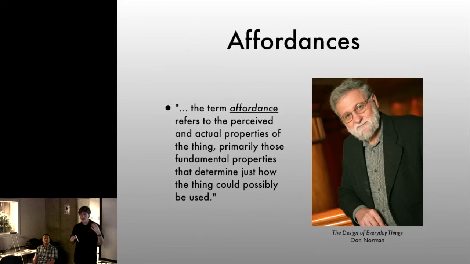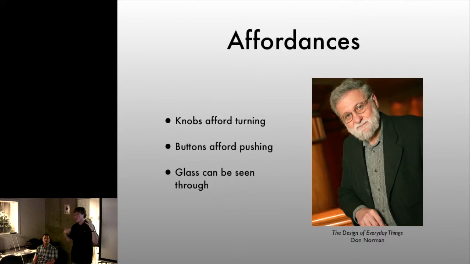One trick we can use for this is something that Norman identifies as affordances, which he calls the perceived and actual properties of something, especially those that determine how it could be used. For example, knobs afford turning, buttons afford pushing, we can see through glass. There are also less obvious ones, like glass can be broken, that you have to learn from experience of hitting the glass. If we can exploit affordances, it makes it more obvious how things work, because we already have a mental model of how some of these things work, so we can just borrow those to get our ideas to work.